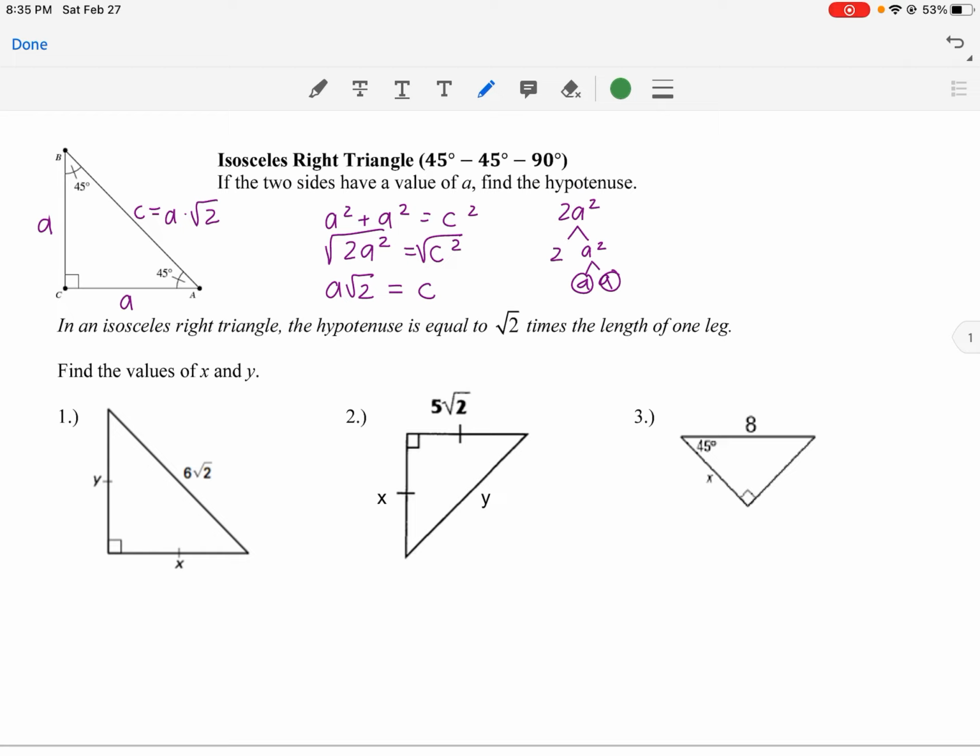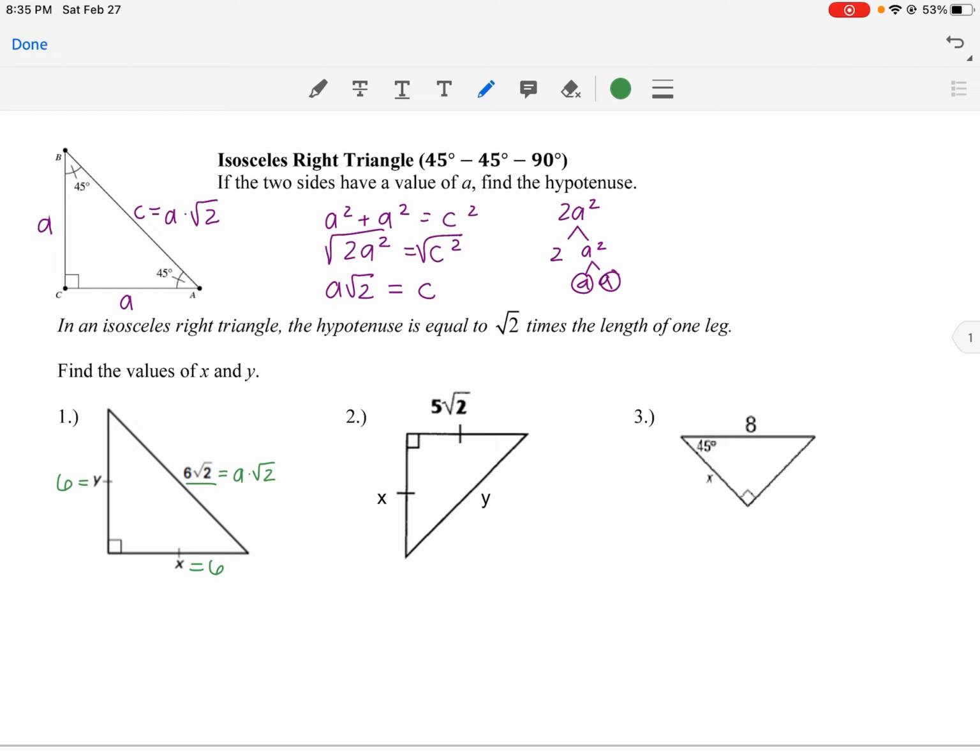So for example, this first one gives you the hypotenuse, which in our picture is like the a times the square root of 2. So if our hypotenuse is 6 square roots of 2, that means the two sides, x and y, are each equal to 6. Okay, let's look at the next picture.